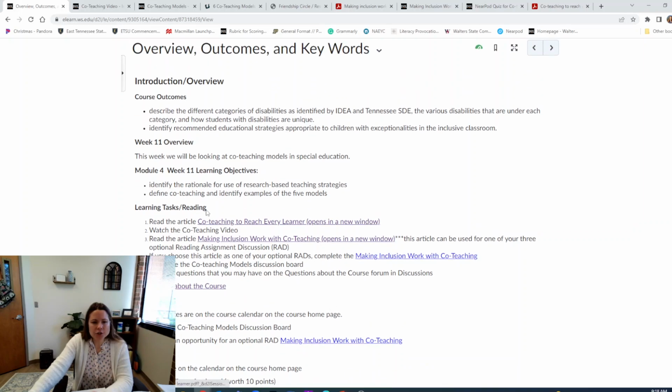Now, as far as your learning task or reading resources, I have an article here for you that says Co-Teaching to Reach Every Learner, okay? And this is different than the article for your optional RAD, so I just want to make that clear. When you get into it, you'll see that the optional RAD article is called Making Inclusion Work with Co-Teaching. The article that everyone has to read, regardless if you are doing a RAD or not, is Co-Teaching to Reach Every Learner. So instead of reading in your textbook, you're going to be reading the article.